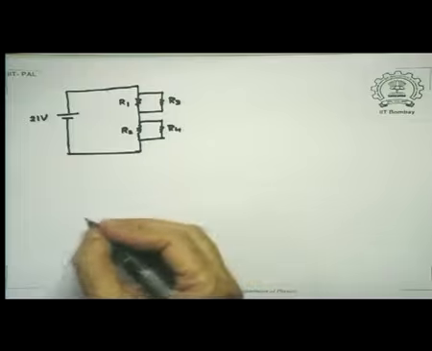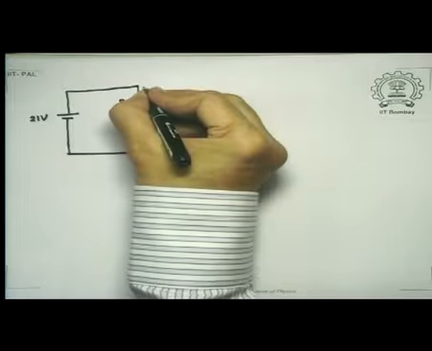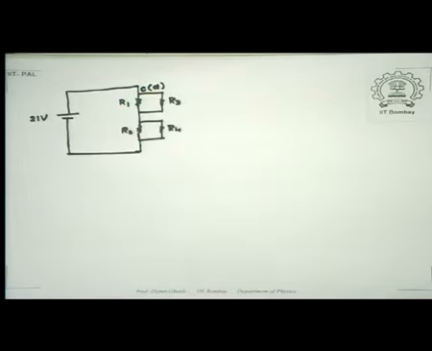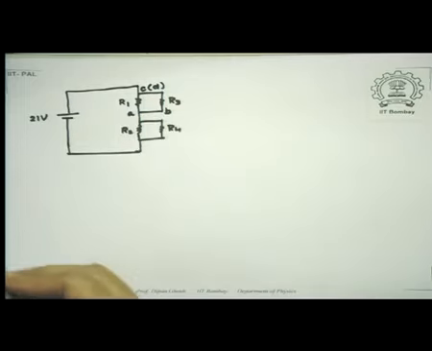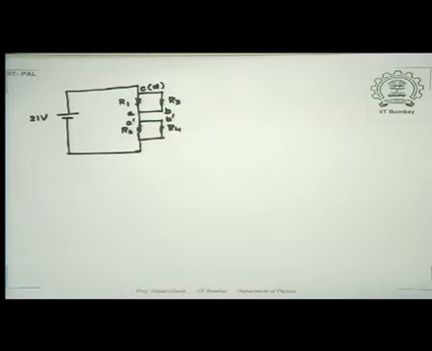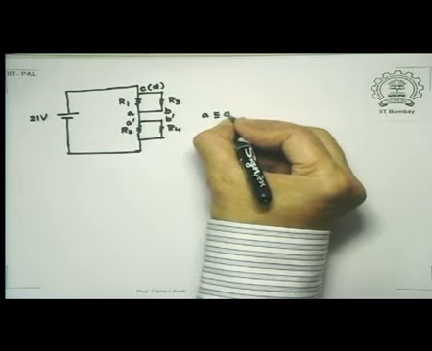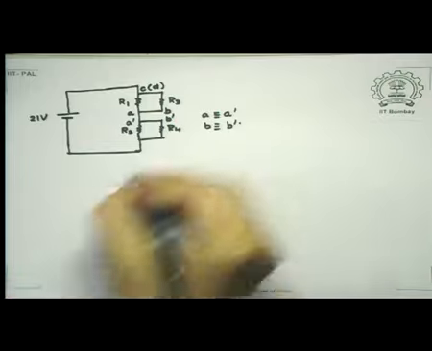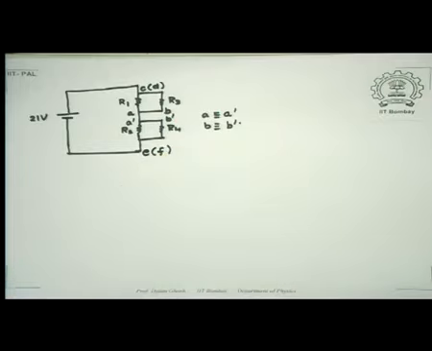The points with reference to the original labeling: this is point C or D as the case may be. This point is A, this point is B. This is A prime, this is B prime. They are the same points really, A or A prime. So let's say A is equivalent to A prime, B is equivalent to B prime. And the last point is E or F as you desire.